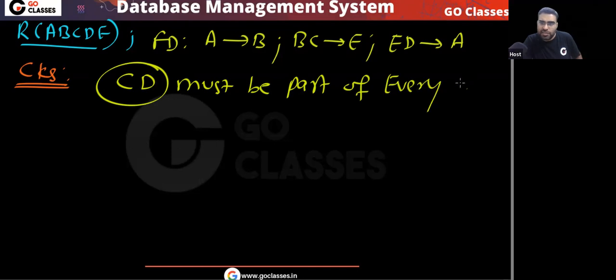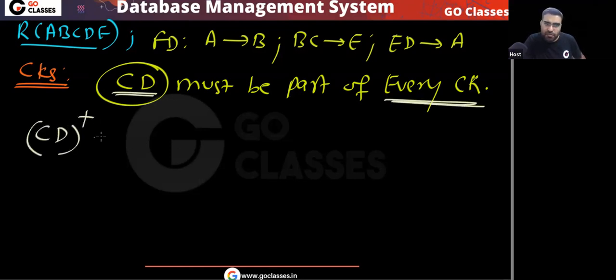So let's start with CD, because CD will be part of every candidate key. Are they powerful enough to bring everything? CD can bring C, CD can bring D. Nothing else. Yes or no? CD cannot bring anything else. So CD can bring only this.